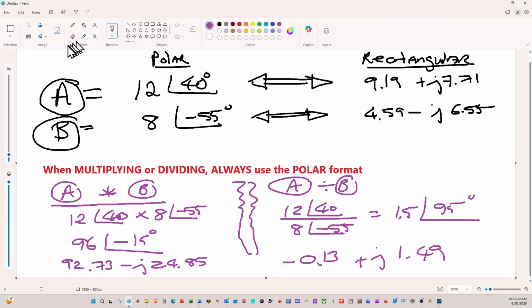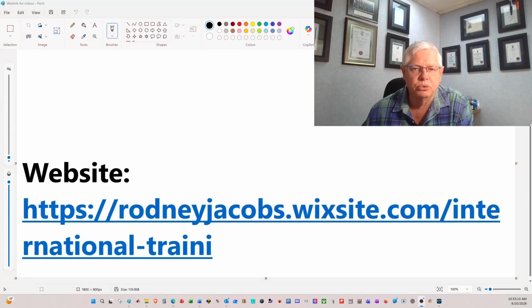So if we take a top up of this again, if we were to multiply A with B, that is the polar answer, and that is going to be the rectangular answer. If we were to divide B into A, that is going to be the polar answer, and that is going to be the rectangular answer. So the rules remain exactly the same. When you are adding, you're going to use the rectangular format, the same as when you're subtracting. And then if you are multiplying or dividing, you're going to use the polar format. So as always, stick to the rules and you can't go wrong.